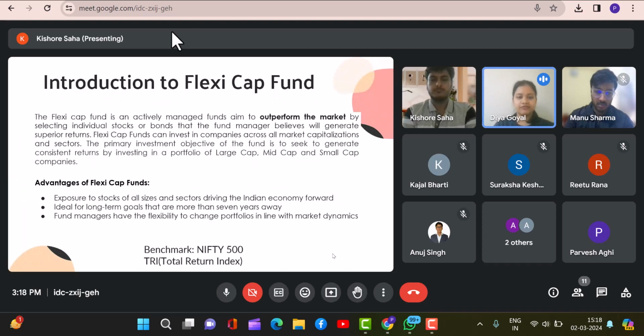Majorly today we will be talking about FlexiCap Fund. The FlexiCap Fund is an actively managed fund aimed to outperform the market by selecting individual stocks or bonds that the fund manager believes will generate superior returns. FlexiCap funds can invest in companies across all market capitalizations and sectors. The primary investment objective is to generate consistent returns by investing in a portfolio of large cap, mid cap, and small cap companies. The advantages of flexicap funds are exposure to stocks of all sizes and sectors driving the Indian economy forward. Secondly, it is ideal for long-term goals that are more than 7 years away. And lastly, fund managers have the flexibility to change portfolios in line with market dynamics. The FlexiCap fund scheme is compared with the benchmark Nifty 500 TRI, Total Return Index.